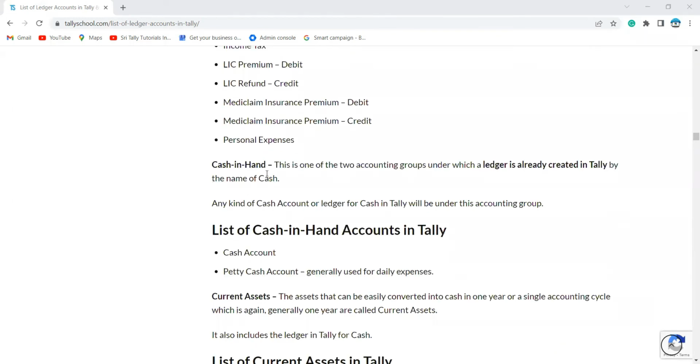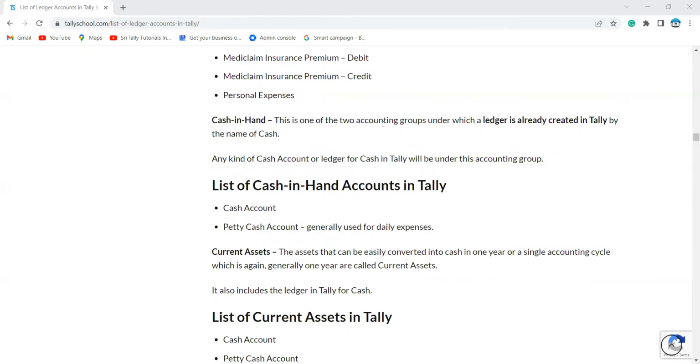Next, what is meant by cash in hand? This is one of the two accounting groups under which a ledger is already created in Tally by the name of cash. The cash ledger we have by default in Tally. We need not create a cash ledger in Tally. Any kind of cash account or ledger for cash in Tally will be under this accounting group. Cash in hand means cash only; it comes under cash in hand.